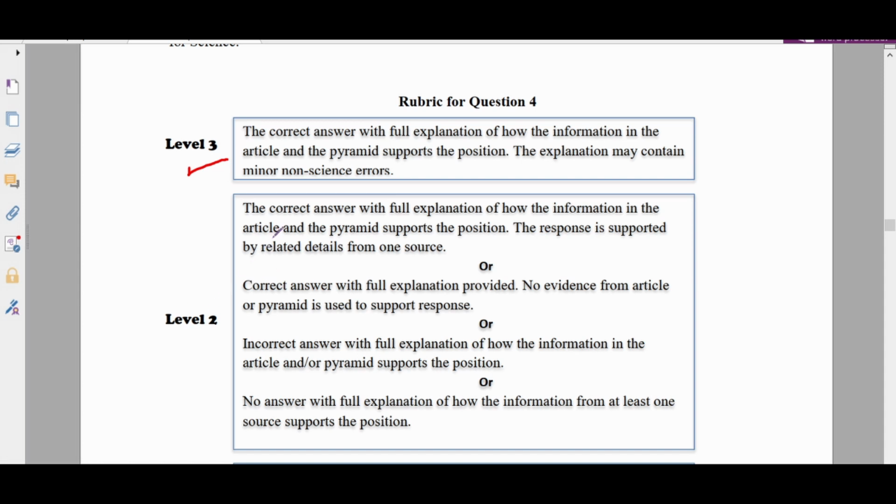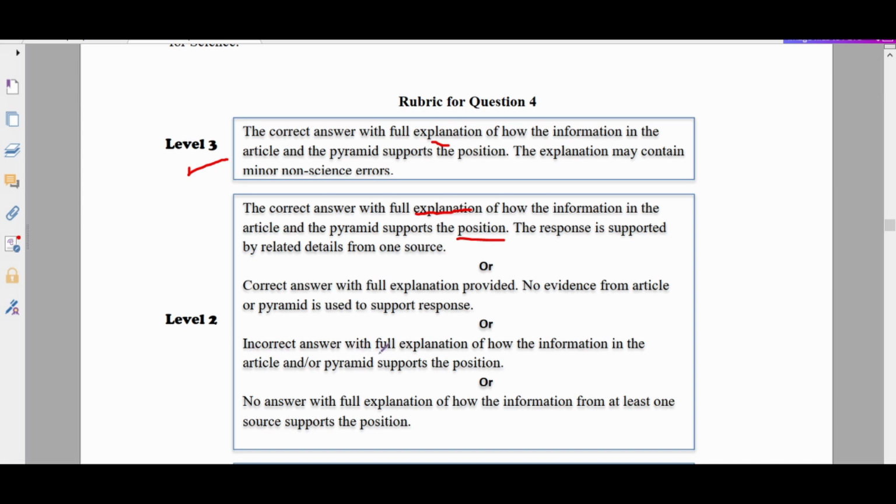Level 2, the correct answer with full explanation of how the information in the article and the pyramid support the position. The response is supported by related detail from one of the sources. Okay. Correct answer with full explanation provided. No evidence from the article or the pyramid is used to support the response. So if you have the right answer but no evidence, you can't get a level 3. You have to be a level 2.